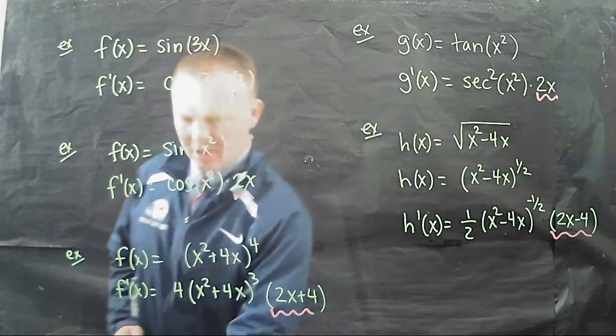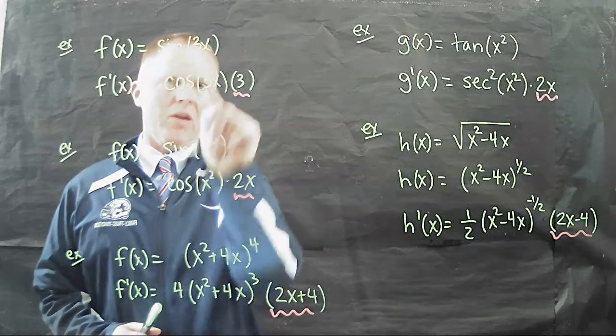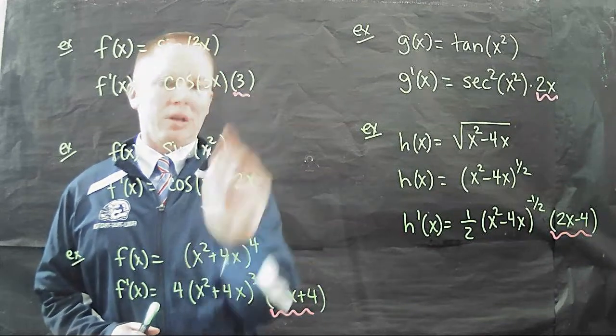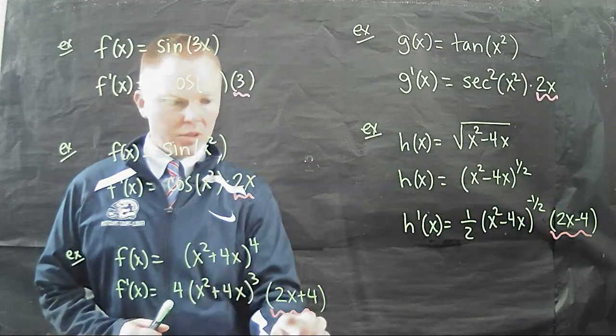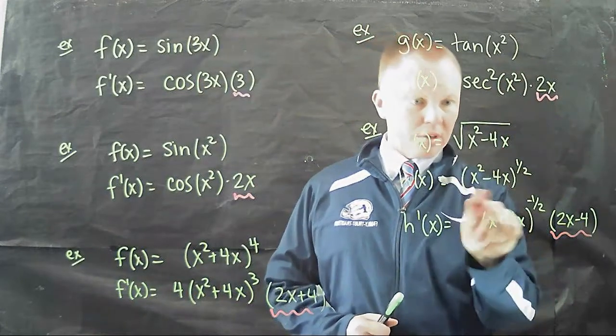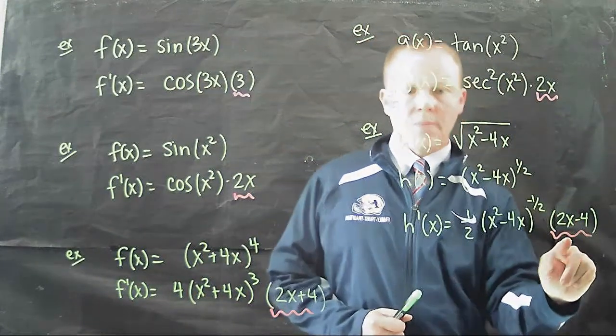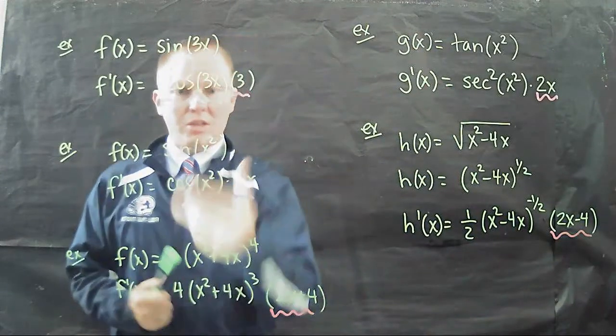Well, hopefully you're saying it's the derivative of what's inside. So like right here, the derivative of 3x, 3. Right here, the derivative of x squared, 2x. Right here, the derivative of x squared plus 4x, 2x plus 4. Right here, the derivative of x squared, 2x. Right here, the derivative of x squared minus 4x, 2x minus 4. So you treat this like you just take its regular derivative.